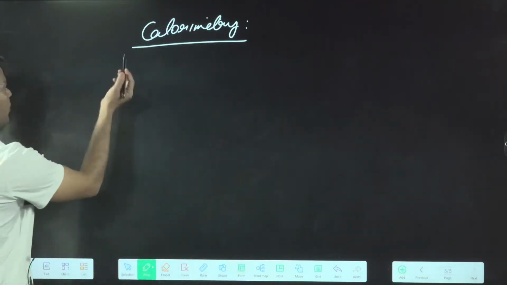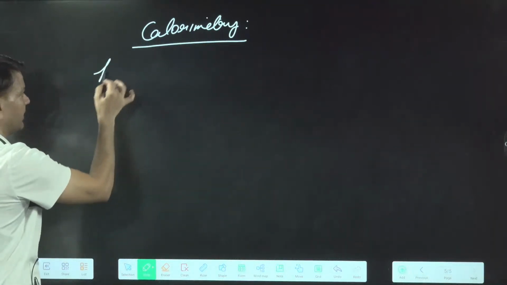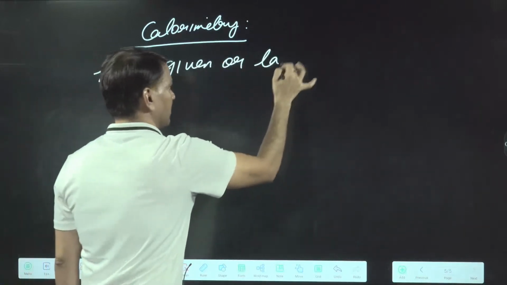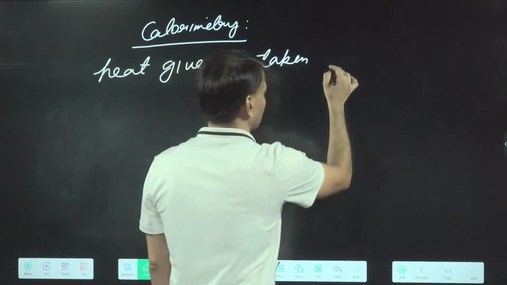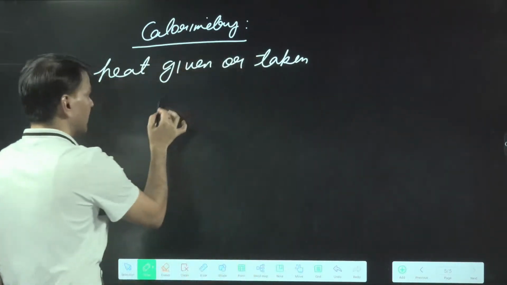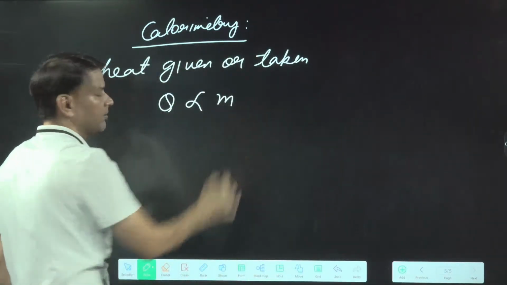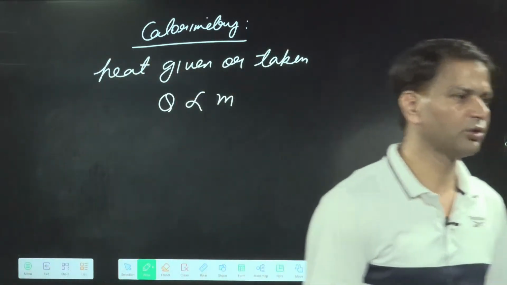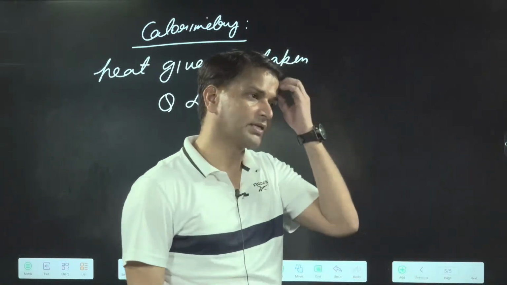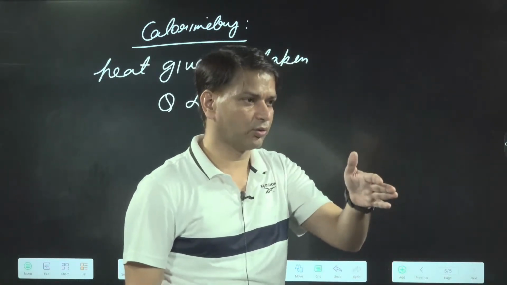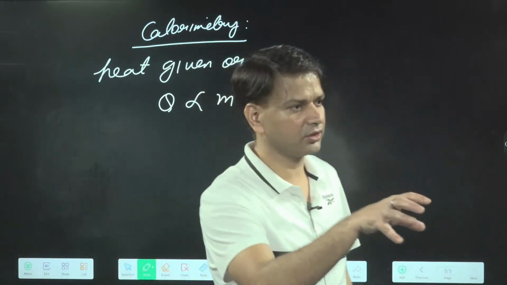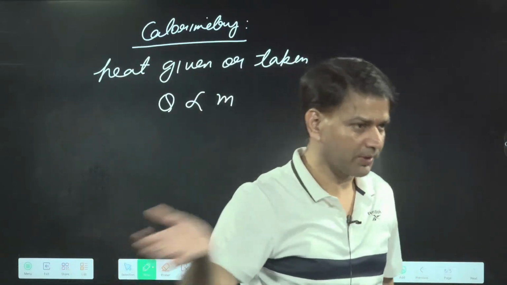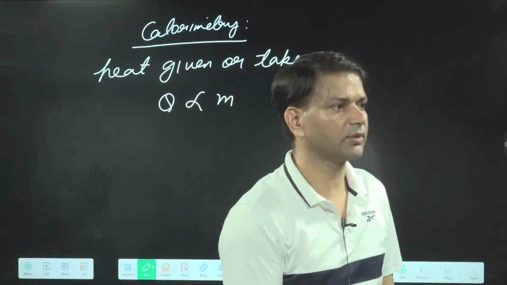So maybe you have learned that the heat given to any body, Q, is directly proportional to the mass of the body. We can verify it experimentally also. If you want to change the temperature of any body by the same amount, suppose you take less mass, you will have to supply the heat for a small time. You take more mass, you have to supply the heat for more time.